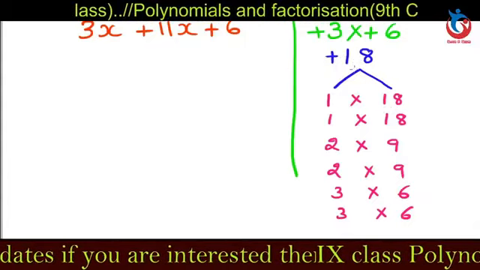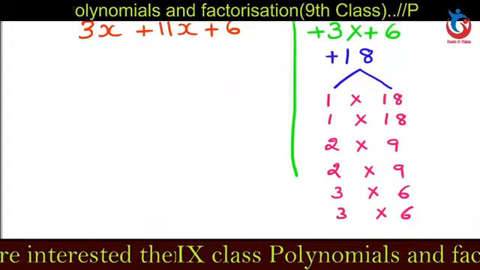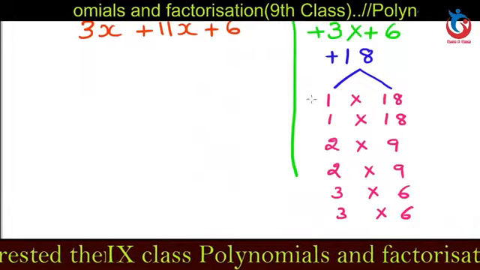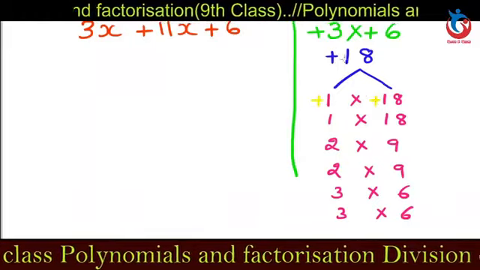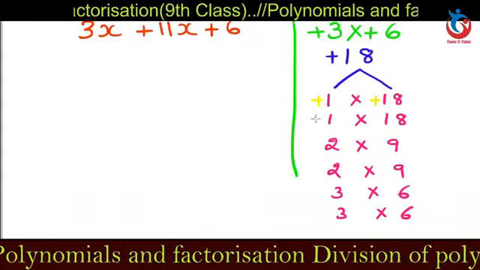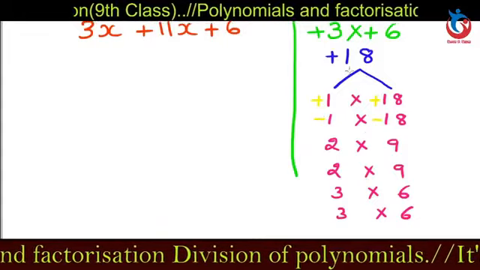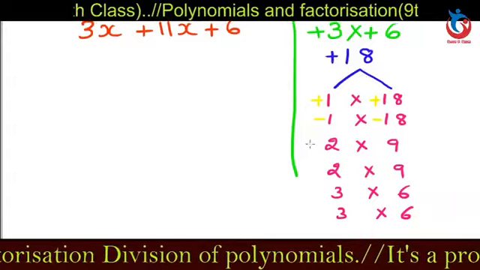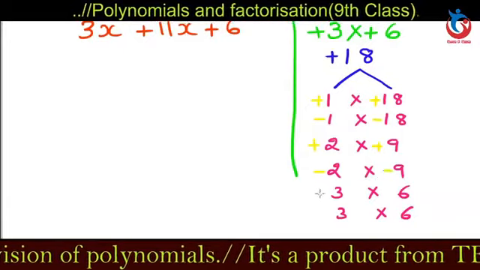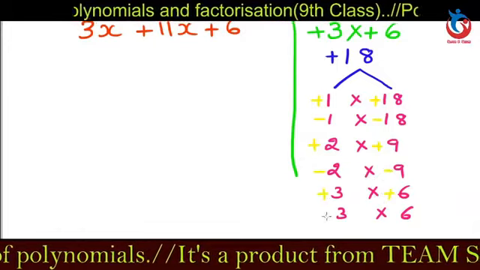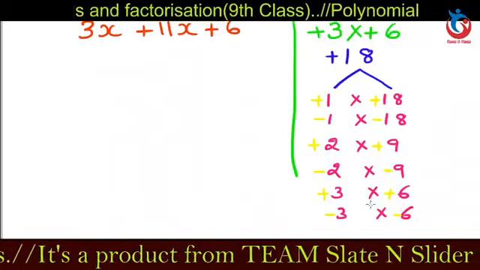So how to get plus 18? So keep the signs as positive or negative. Plus 1 into plus 18 will give plus 18, and minus 1 into minus 18 also gives plus 18. Same, plus 2 into plus, and keep the two plus symbols, two plus symbols and two negative symbols. Yeah, these are the factors of 18.